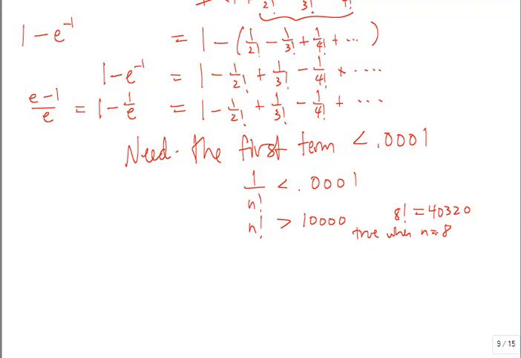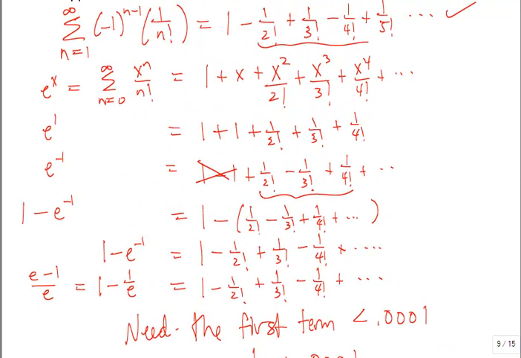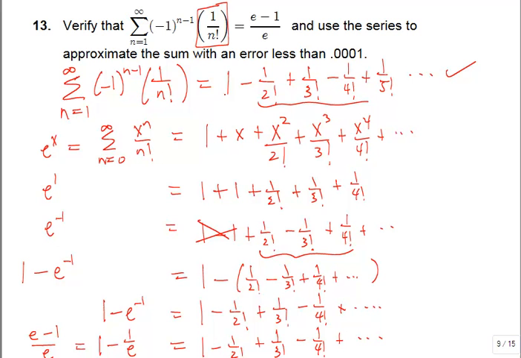So keep in mind, that's your error term. So the sum that we want to use is actually going to be 1 less than that. So we can use up to n equals 7 and ensure the correct accuracy. So what would the first 7 terms be up here? This was n equals 1, 2, 3, 4, 5, 6, 7. So it's going to be all the way up until that 1 over 7 factorial.